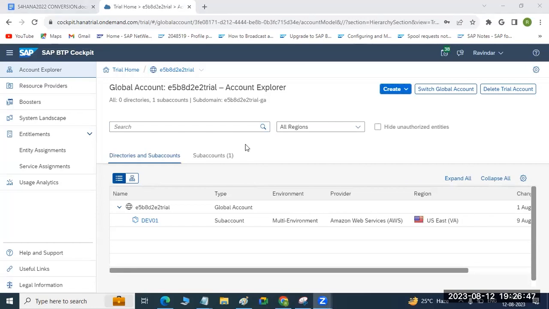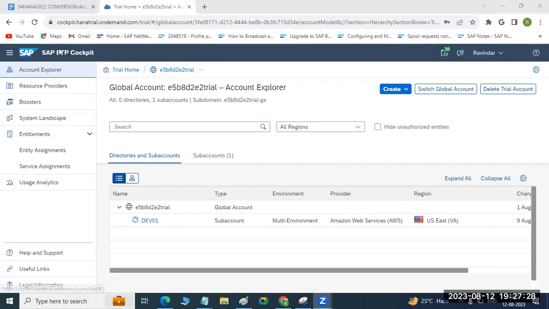In BTP, the central point of access for customers, you can build your applications, deploy your applications, and integrate your on-premises systems. This is a user interface called the cockpit. In this cockpit we are going to do all the BTP related work. We are going to develop all the applications, integrations, and configurations here. The interface looks like this.